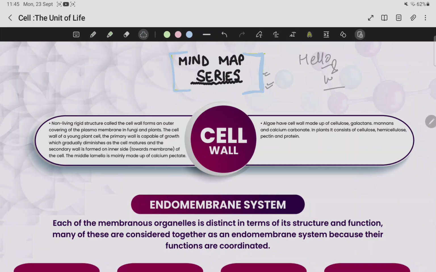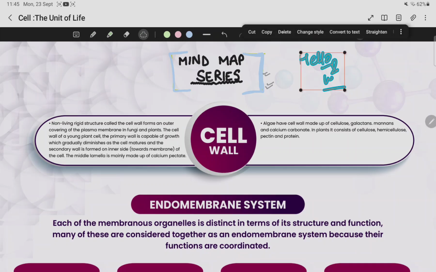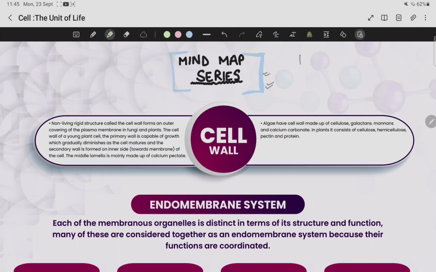So, let's have a quick restart for this by taking our highlighter and reading the things and understanding them in a proper way. Cell wall. It is a non-living rigid structure called the cell wall, an outer covering of the plasma membrane in fungi and plants.